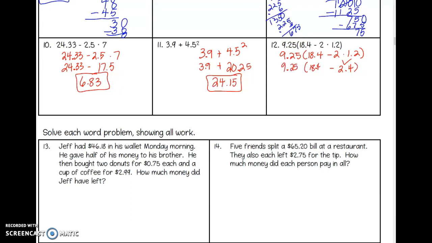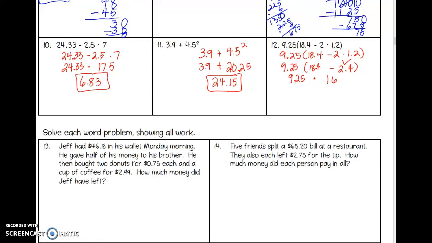Why can I not get rid of my parentheses yet? Because I still have a problem to do in my parentheses. So let's do 18.4 minus 2.4. The answer is 16. Now, I'm not going to bring down my parentheses, but what do I need to add there in place of it? Multiplication symbol. Why my multiplication symbol? Because every time you write something next to parentheses, it equals multiplication.